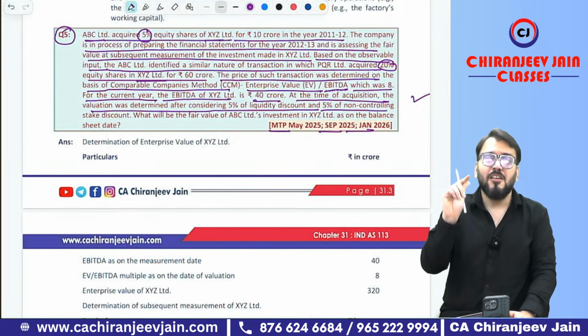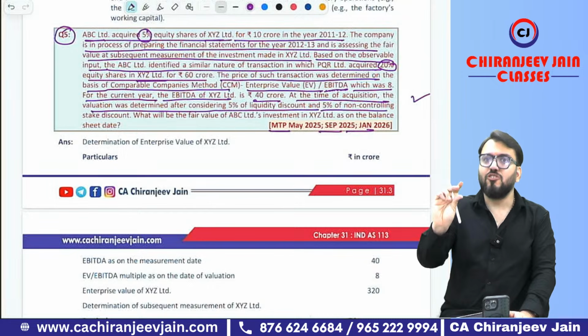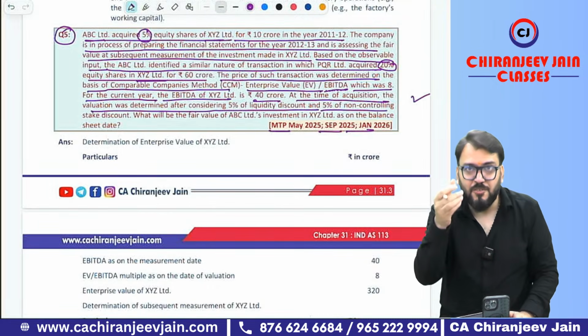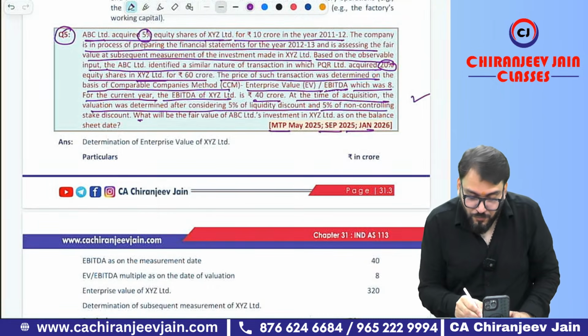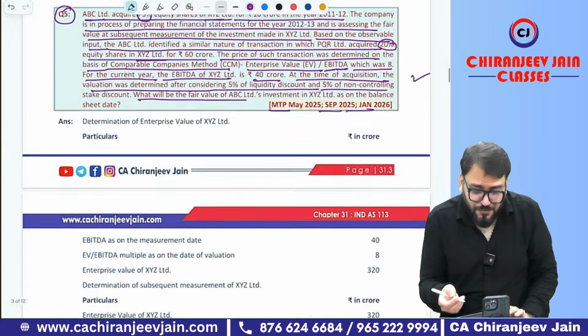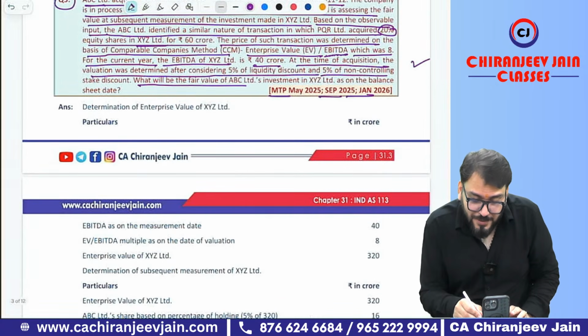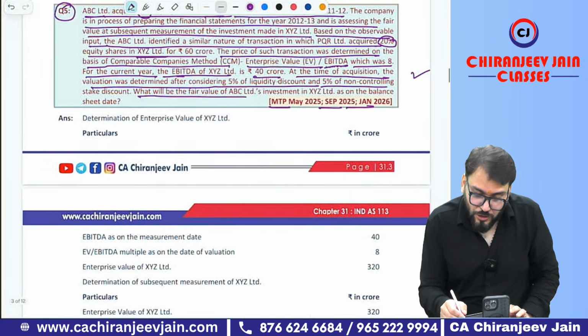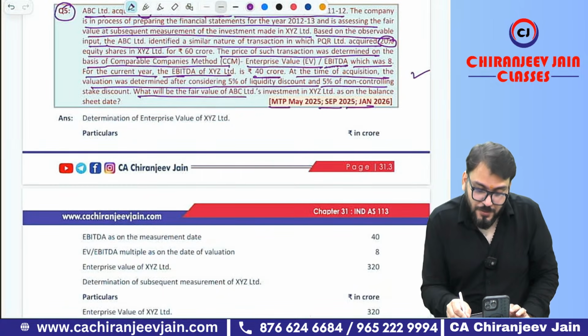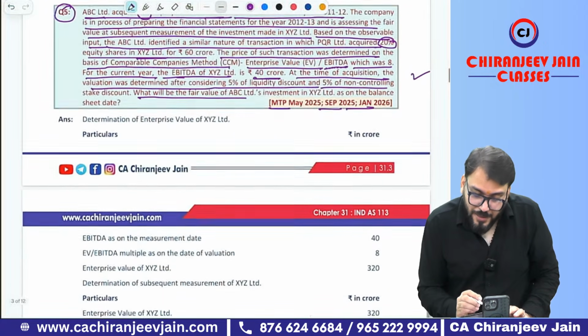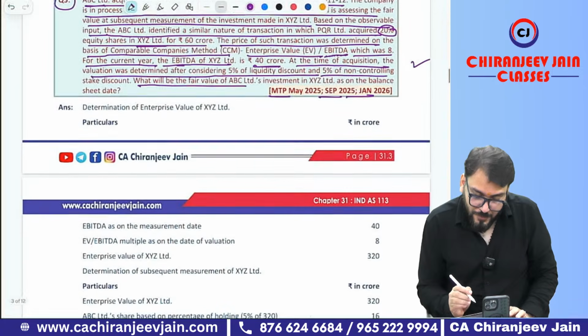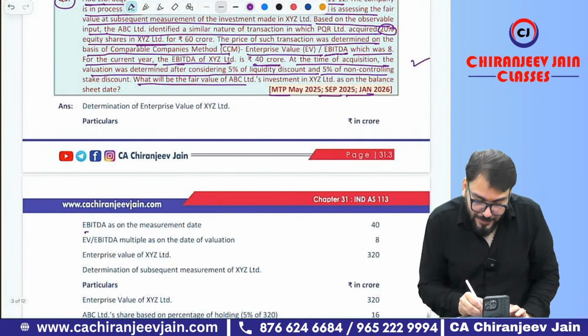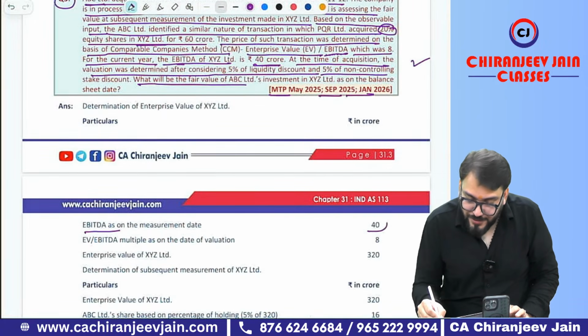NCI, you understood now, because whenever you acquire controlling interest, you need to pay a control premium. So for NCI, we need to give some discount. What will be the fair value of ABC? You can see what is given, they have already given to you EBITDA on measurement date, 40 crore.